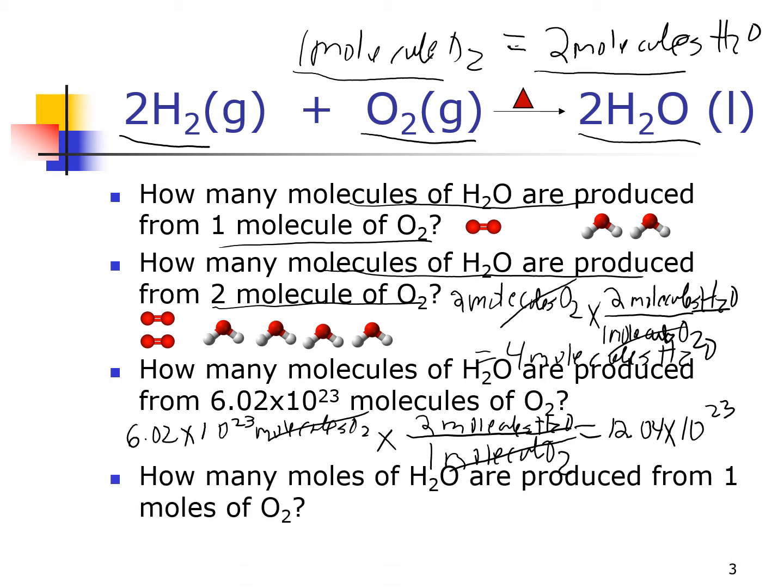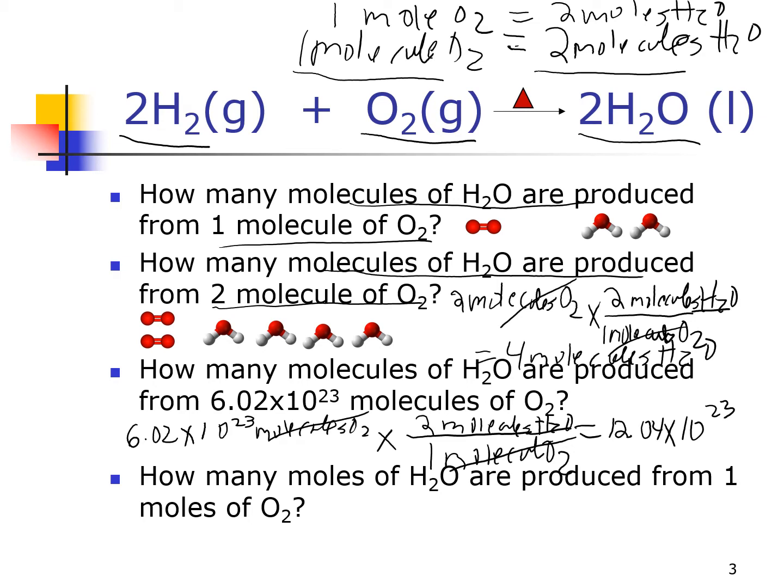How many moles of water are produced from 1 mole of oxygen? Now we know in the previous question we had 6.02 times 10 to the 23rd molecules. That's the same as 1 mole of oxygen. So we can also put this in terms of moles. Our coefficients can be telling us the quantity of molecules or moles. So we could also say 1 mole of oxygen is equivalent to 2 moles of water.